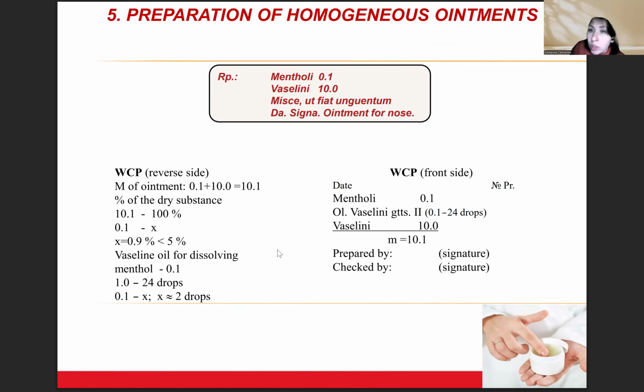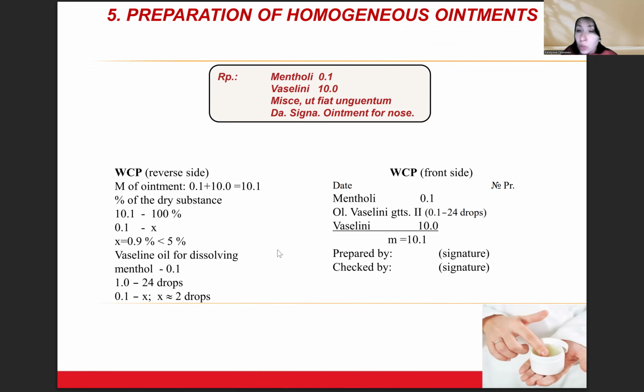How to prepare it? Take a mortar, place there menthol. On top of it, you put 2 drops of vaseline oil, mix it with the help of a pestle until complete dissolution of menthol. Then you add 10 grams of vaseline, mix everything until you get a good homogeneous mass and transfer it to the jar for dispensing.